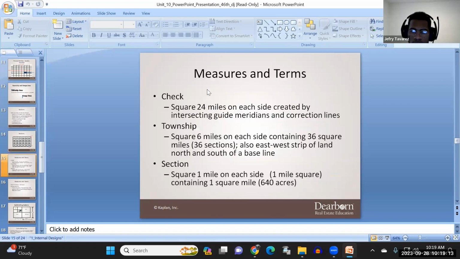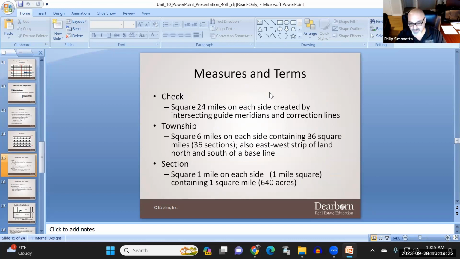Okay. Now, more of the terms for measuring. Now you have a check. A check is a square 24 miles on each side created by the intersection of the guide meridian and correction lines. And that breaks it down four more. I'll show you in a second.